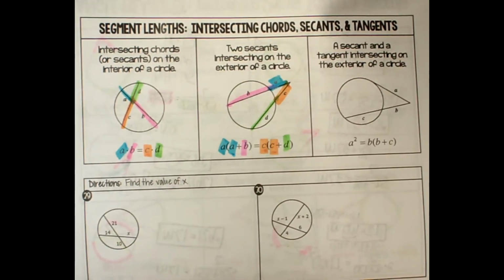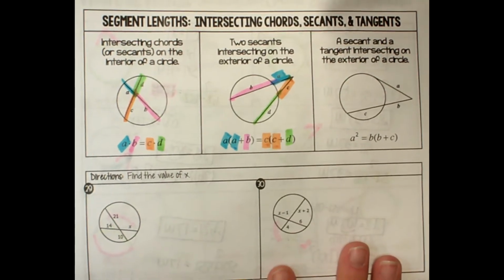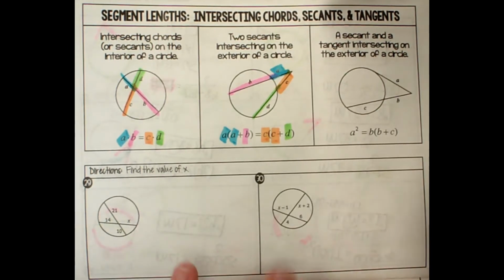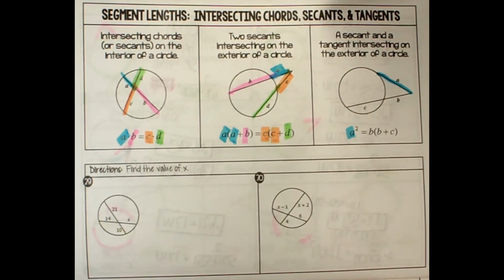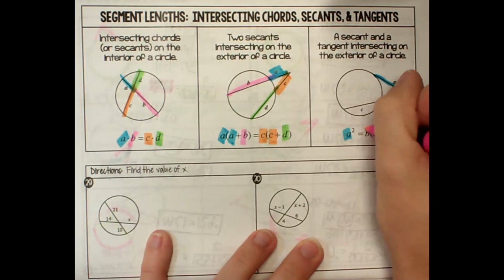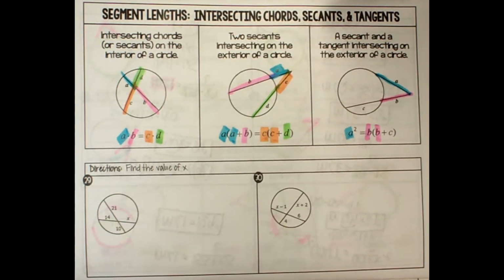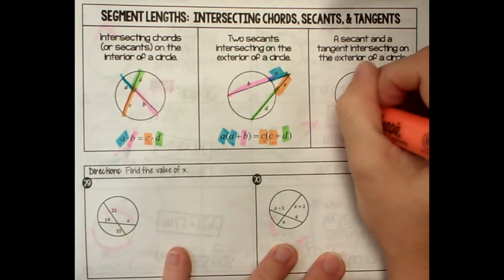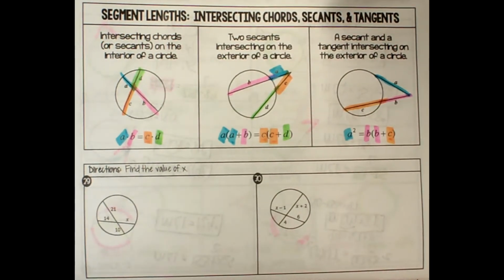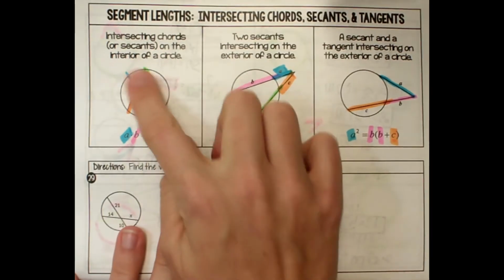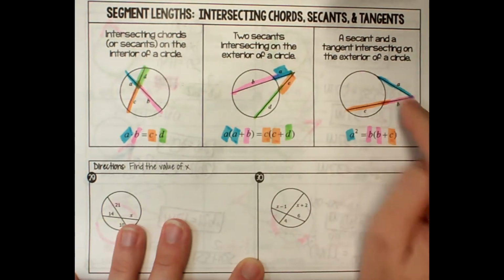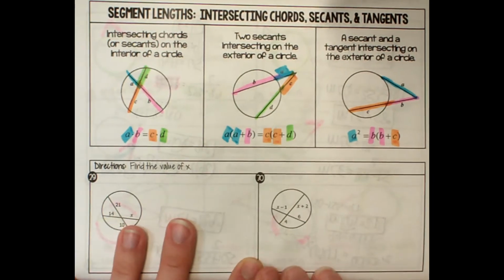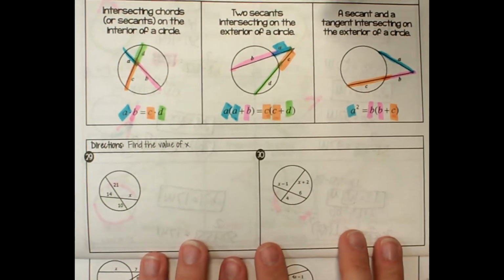Use your formulas. You can always reference your formula chart, and I would make sure that if you like the highlighting, it's included on there. So a secant and a tangent. In this case, A squared is equal to B times B plus C. It's just simple formulas, but you need to understand that when it's a chord, it's just on the inside. When it's a secant, it goes to the outside. If you have a secant and a tangent, the secant is going to have two parts and your tangent is A squared.